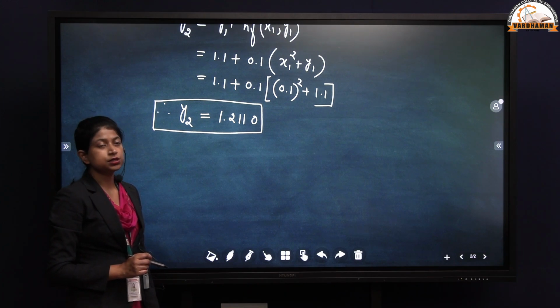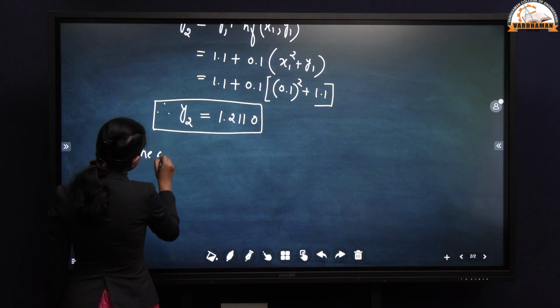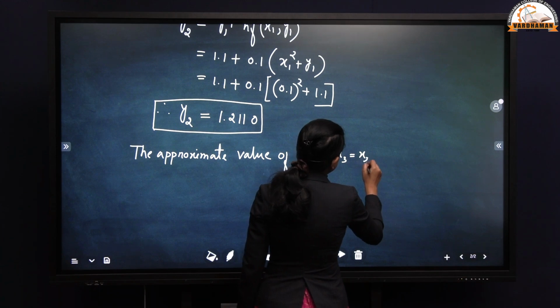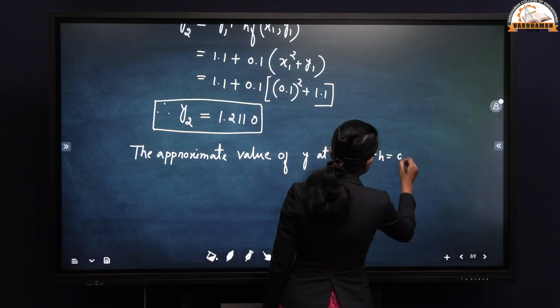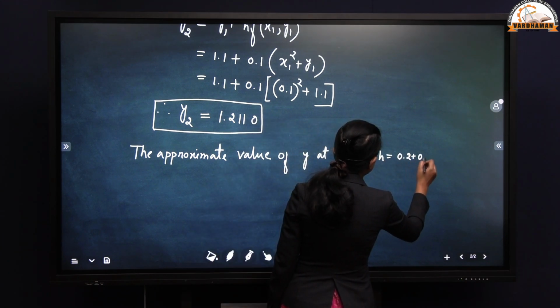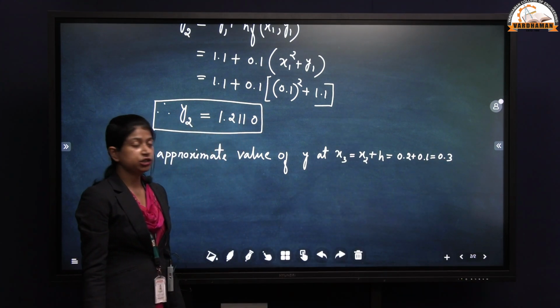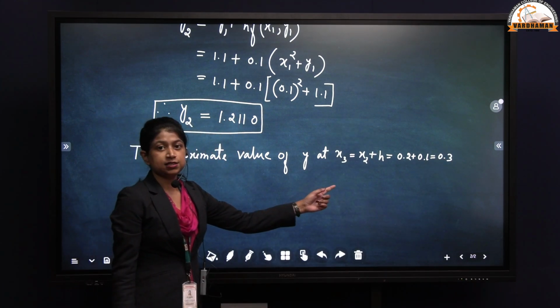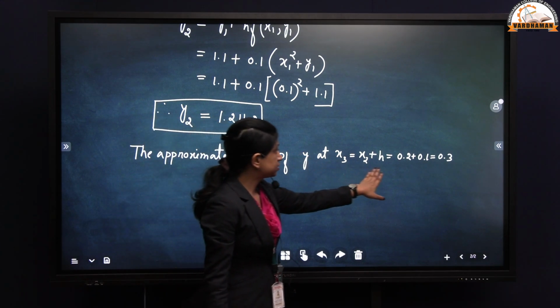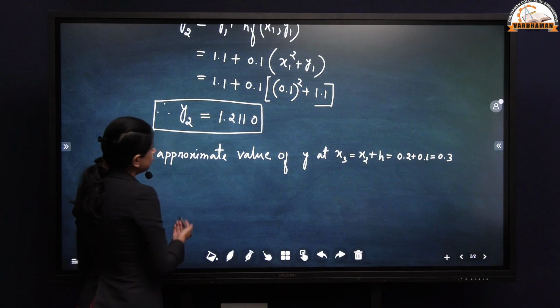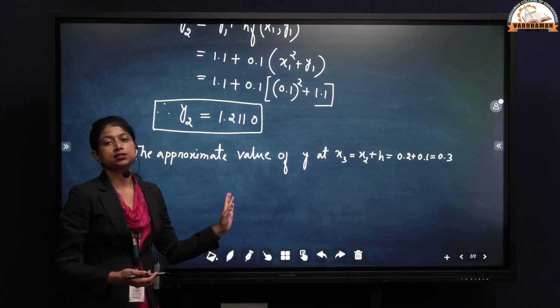Now we will use x2 and y2 and find the approximate value of y at x3. x3 means x2 plus h. x2 is 0.2 plus 0.1, 0.3. In the question, it was asked that you need to find the y value for x equal to 0.3. So this is the step where you are getting x3 is equal to 0.3. If you find y at x3, that is the required answer.